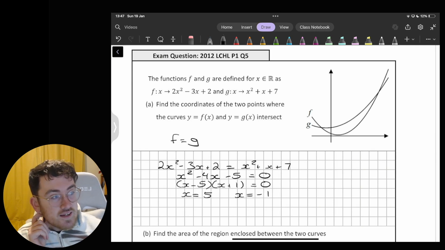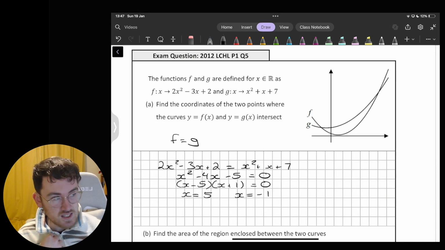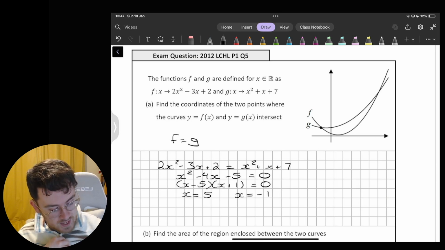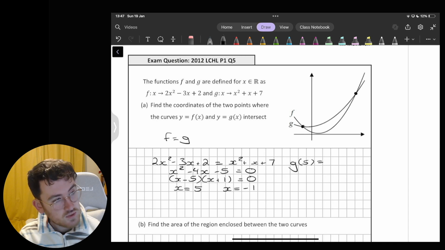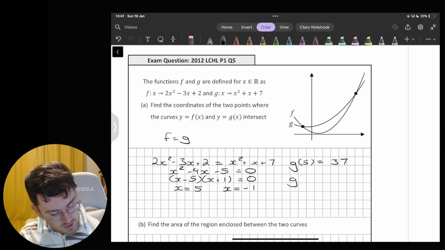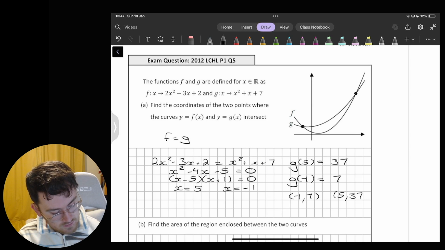We take a little look at our diagram here and consider, does that seem likely? I suppose it does, from the diagram. Because we're asked for the points of intersection, we should be finding the other values that go with that. So we'll work out g of each of those. g of 5, if you sub that in, works out to 37. g of minus 1 works out to 7. So my two points are (minus 1, 7) and (5, 37). I'm stealing the points there.